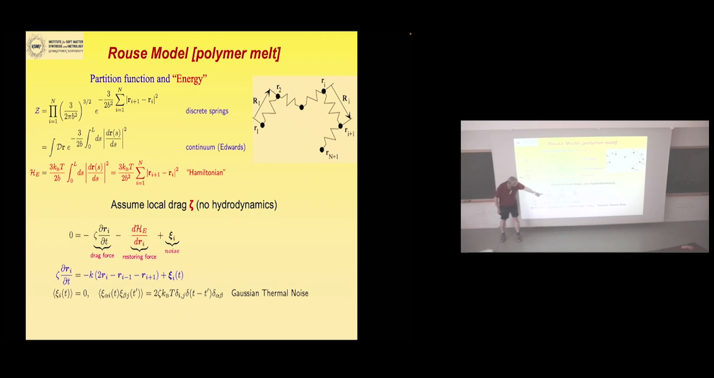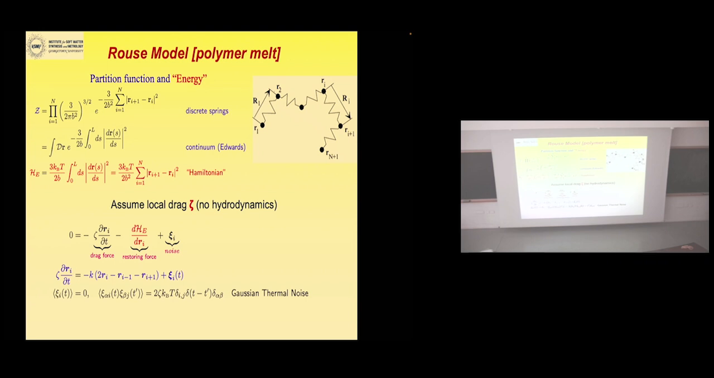I've got a drag force, which tells me that if the monomer position changes in time, there's a drag that pulls it back. And there's a restoring force due to changing the energy function, so just take a derivative of my energy with respect to my position. And if I want to get fancy, I can add Brownian noise, which kicks it around and has a temperature and a drag, and this noise is related to the drag by the fluctuation dissipation theorem. So this would be the equation of motion.